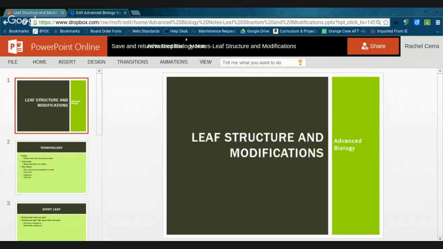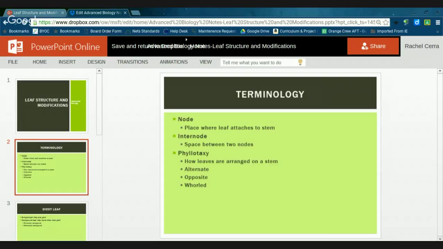So to start with, we've got a few terms that we need to make sure that you know. One being the node, and I've drawn the node and the internode on your diagrams there. The node is the point where the leaf actually attaches to the stem, and then your internode is just the space between two nodes. So that's shown in that diagram right there.